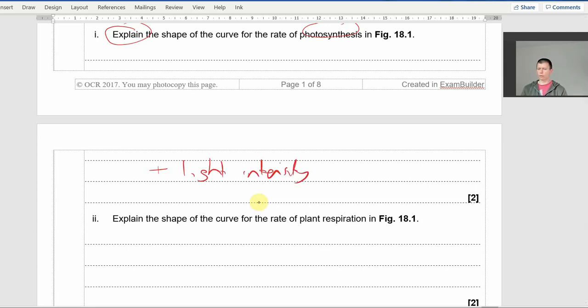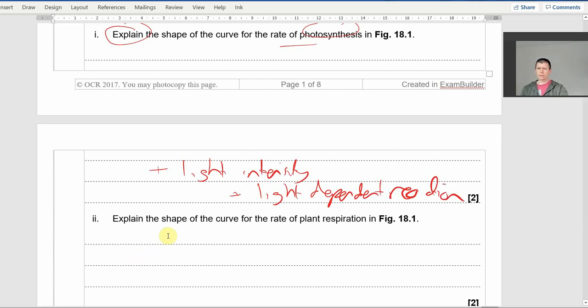And that's mark worthy because I don't mention the light, you've got to infer that. And if it's more light intensity, well, it says about rate of photosynthesis, so there must be more of the light dependent reaction taking place.